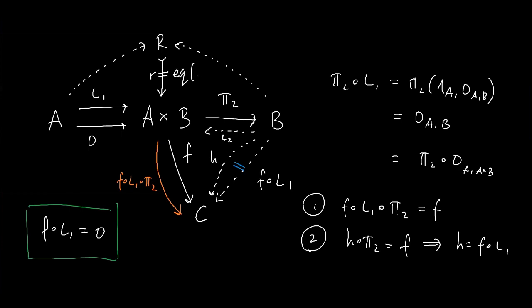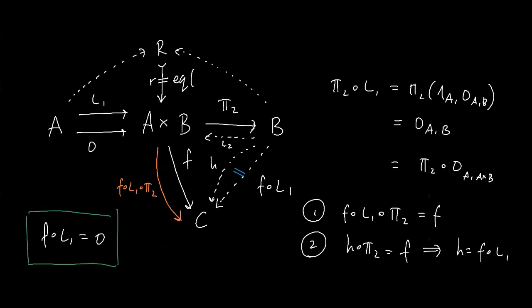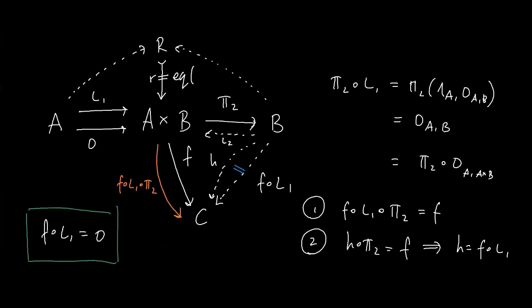How do we know this exists? We have a category which has pullbacks and is pointed, so we'll have to prove that it exists first. But let's first assume it exists, and then we'll try to see how we can prove that. Equalizer of F and F composed with iota 1 composed with pi 2. That's going to be our R.